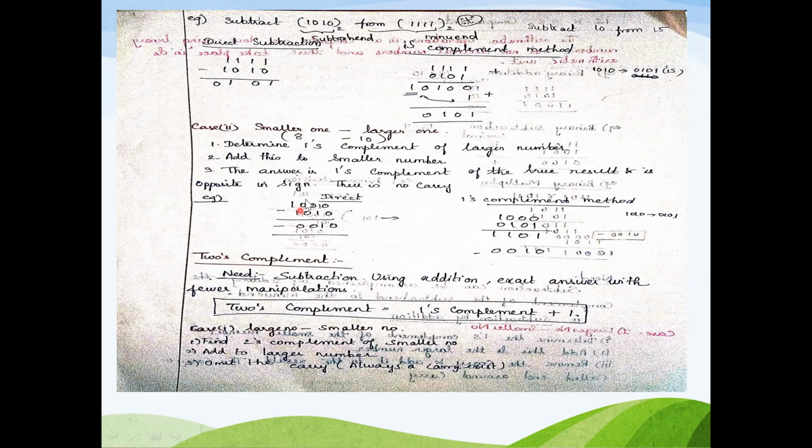By the direct method, using decimal numbers only, we can go for subtraction. In the case of ones complement, for 8 minus 10, I am writing the value of 8 as 1000, and 10 as 1010. I want to convert it into ones complement, which is the inversion, so 0101. I add those, so 1000 plus 0101. Add this to the smaller number. The answer is the ones complement of the true result with the opposite sign, and there is no carry. Yes, right, there is no carry.